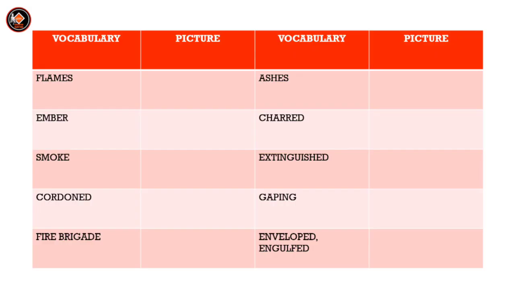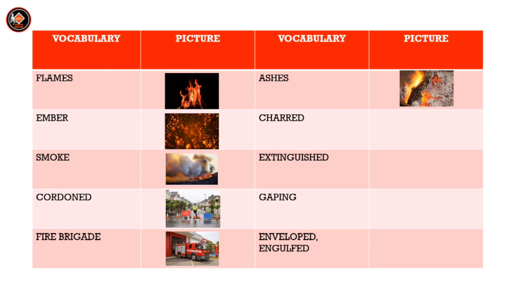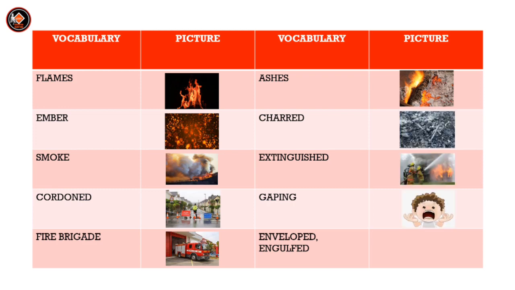Now let's look at the vocabulary, and then there are some pictures so that you can understand the words better. First one, you have flames. This is the picture. Amber. Then you have smoke. You have cordon. You have fire brigade. You have ashes, charred, extinguish, gaping, and also envelop or engulf.